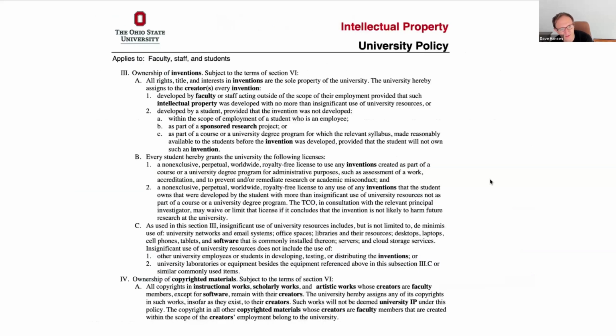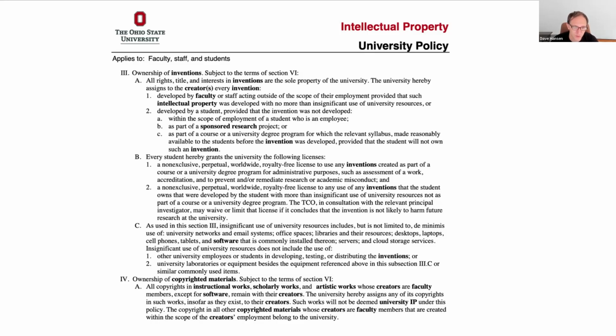Here's another example. Ohio State, I think, has a very precise policy. I like their policy because they define all of their terms. All these bolded terms here have specific definitions at the beginning. One of the things this policy does is it says all copyright in instructional works, scholarly works, artistic works, whose creators are faculty members, except for software, there's a carve out for software, there's often also a carve out for instructional materials, by the way, remain with their creators. And it says the university hereby assigns any of its copyrights in such works insofar as they exist to their creators. So that's really important.